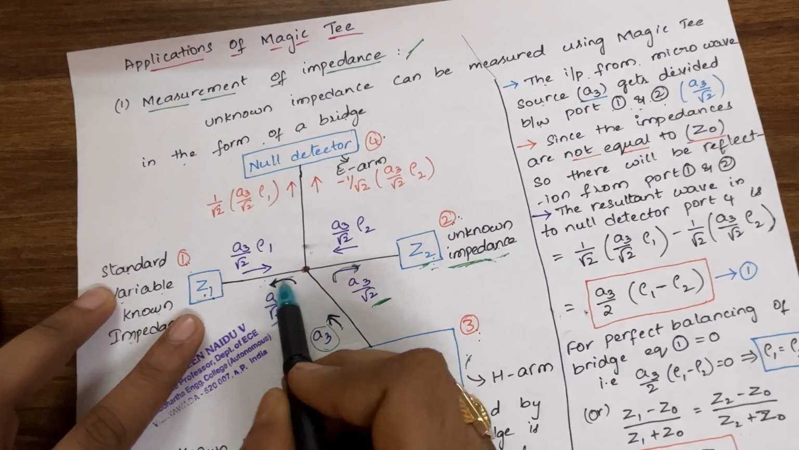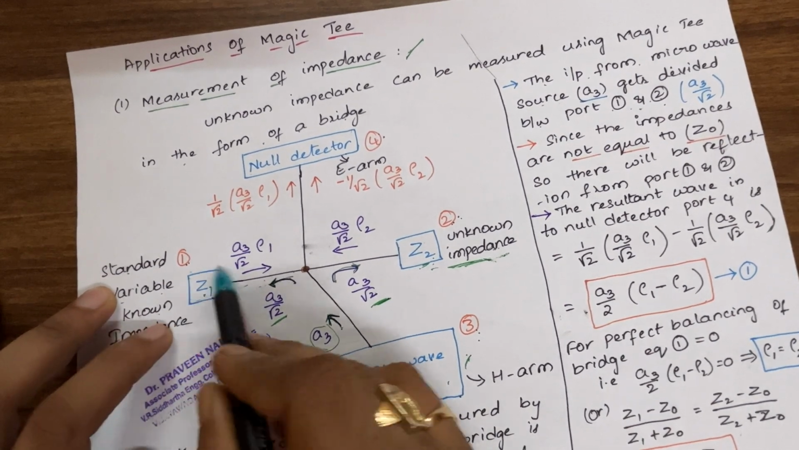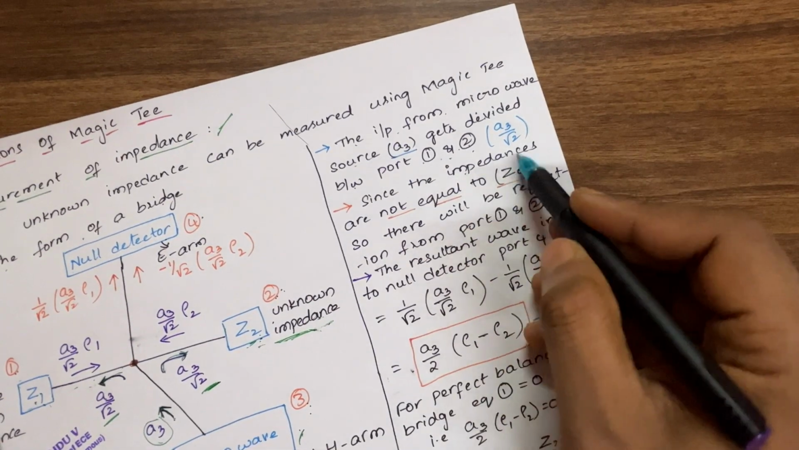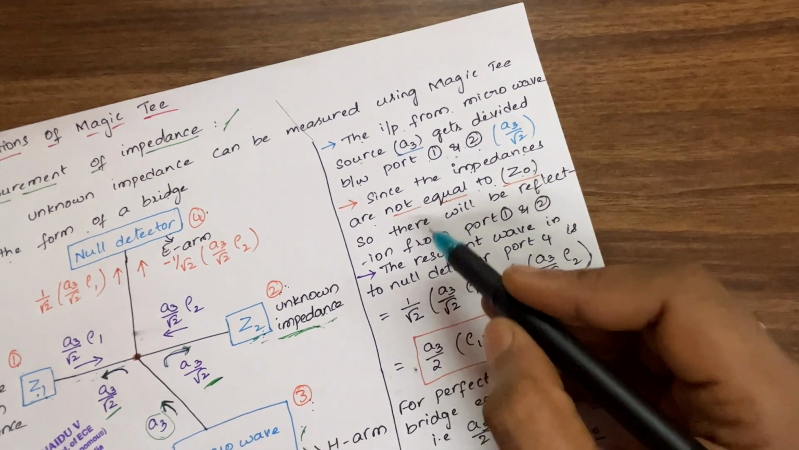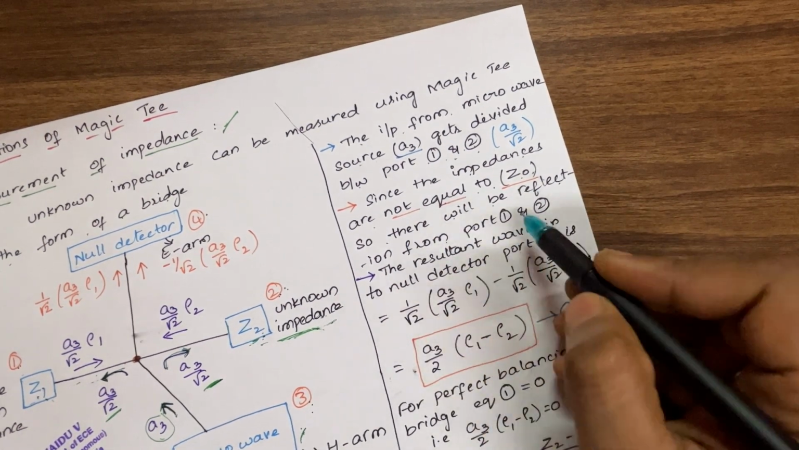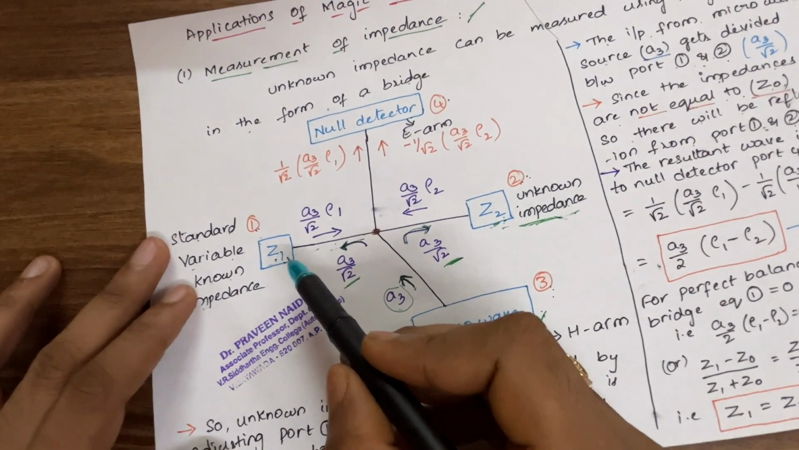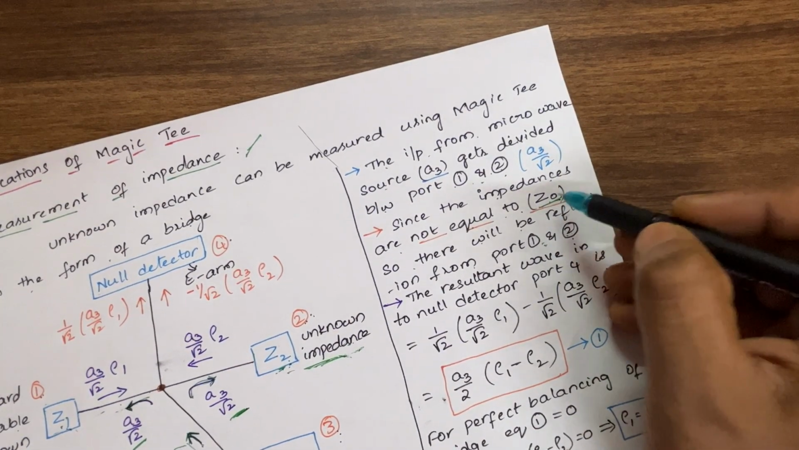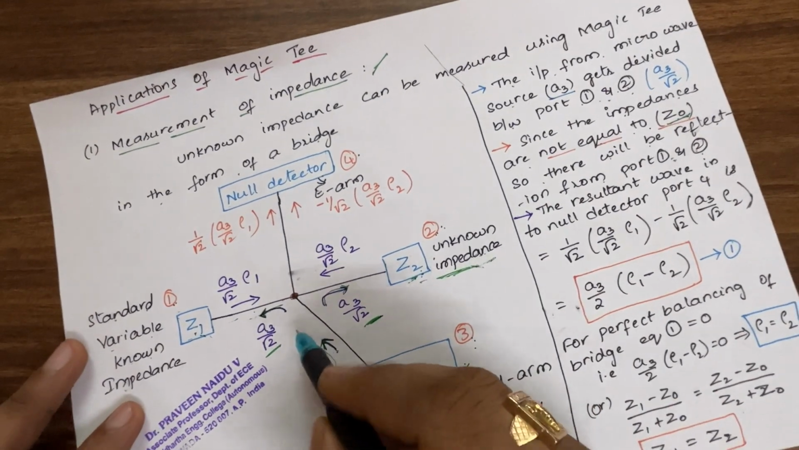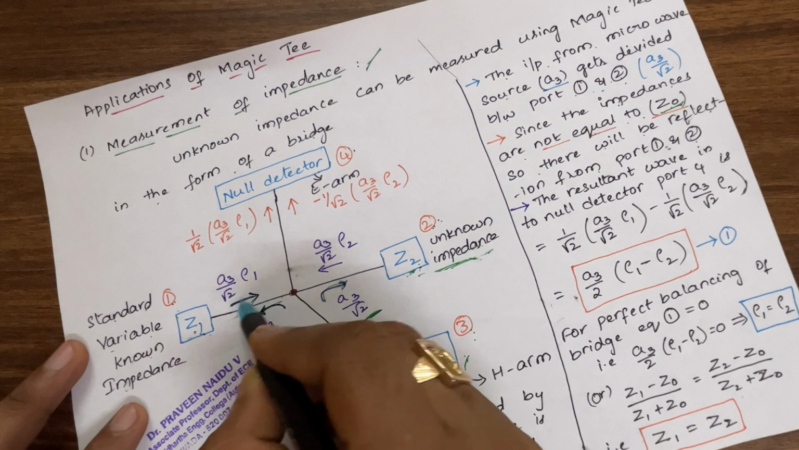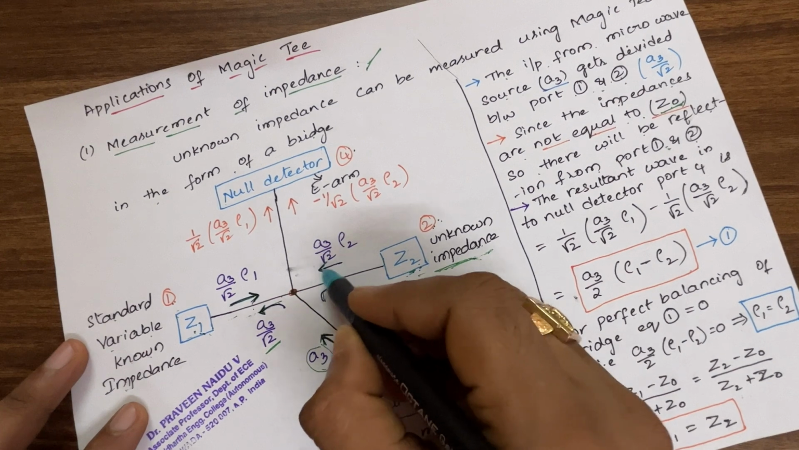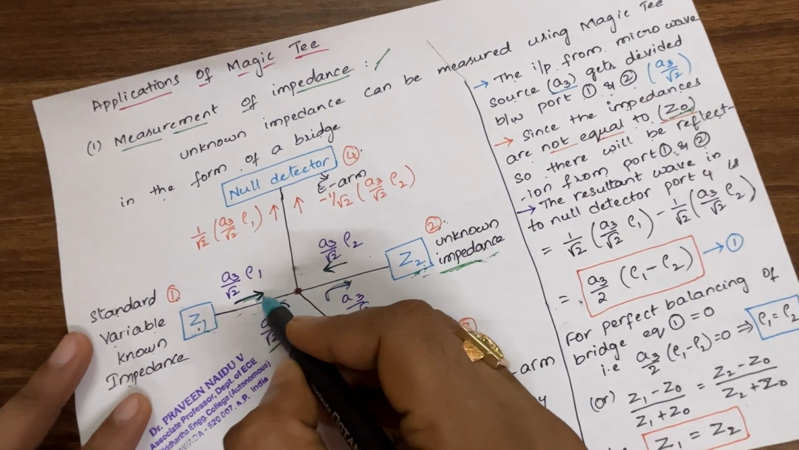This signal or power is going towards port 1 and this is going towards port 2, because the impedances are not equal to the characteristic impedance. So there will be reflections from port 1 and 2, because the impedances we have connected, Z1 at port 1 and Z2 at port 2, are not equal to the characteristic impedance Z0. So there is a possibility of reflections coming from each port. This arrow mark indicates the reflected power coming from port 2, and this one is from port 1.